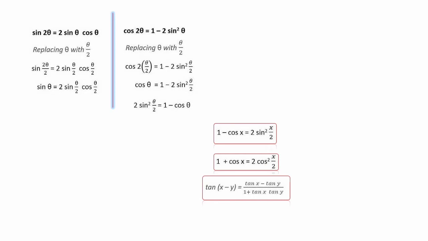Next formula, tan of x minus y is equal to tan x minus tan y divided by 1 plus tan x tan y. Next formula, tan 3x is equal to 3 tan x minus tan cube x divided by 1 minus 3 tan square x. So these are the formulas we are going to use in today's calculation, and this formula also you have to keep in mind, that is sin theta is equal to 2 sin theta by 2 cos theta by 2. So you have to memorize all these formulas.